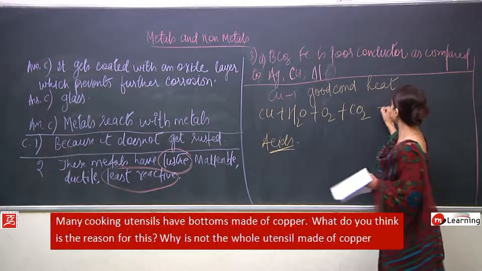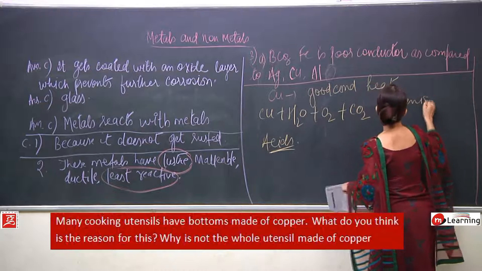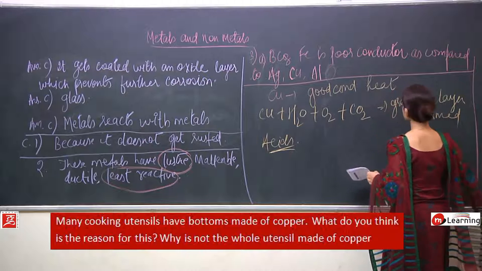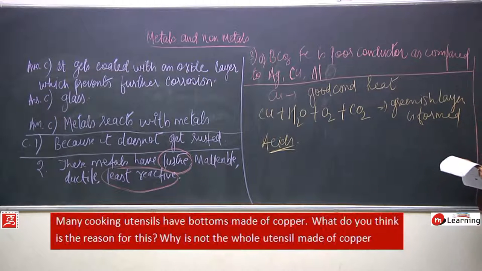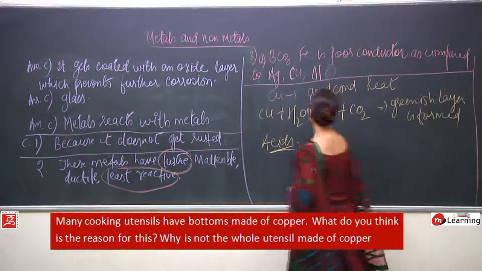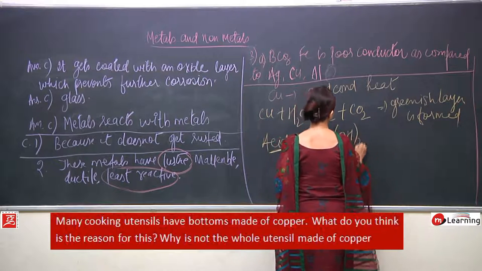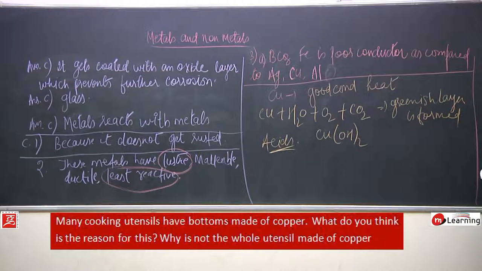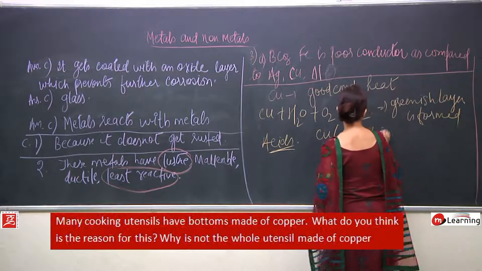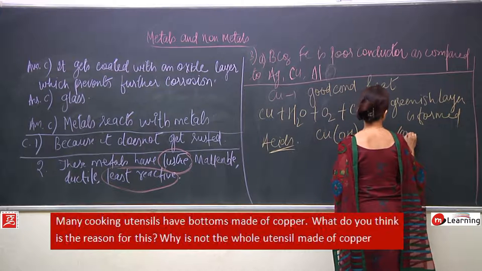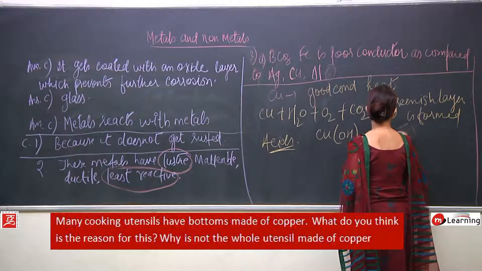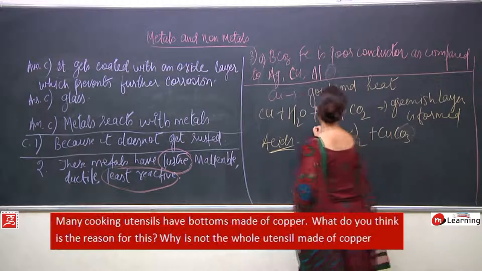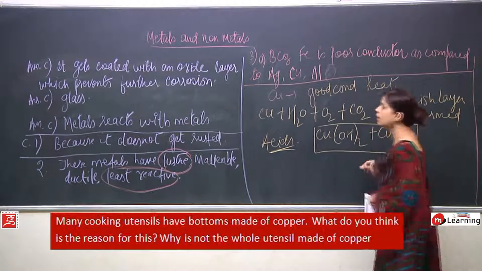Okay, and a greenish layer is formed. A greenish layer can be formed on the copper, which is made up of what? It is Cu(OH)2, copper hydroxide, and copper carbonate, CuCO3. So this greenish layer is made up of copper hydroxide and copper carbonate.